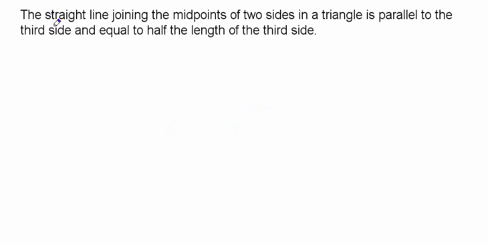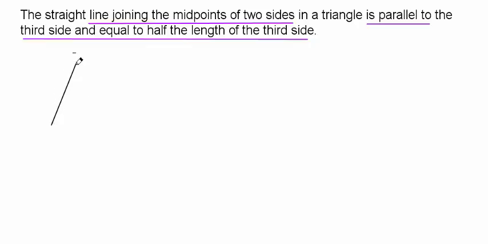The midpoint theorem tells us that the straight line joining the midpoints of two sides in a triangle is parallel to the third side and equal to half the length of the third side. Let's try and figure out what that means. So we have a triangle here.